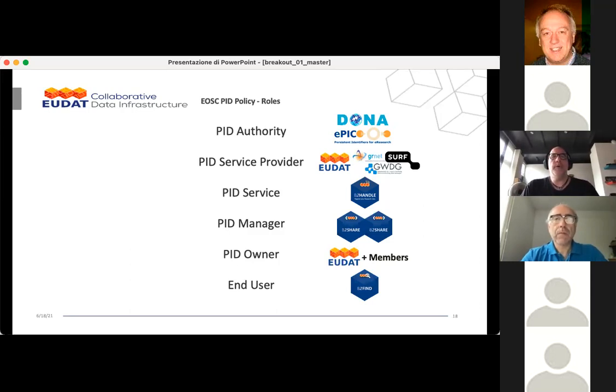The PID owners are the organizations that own the PIDs, and are also allowed to mint and update PIDs. EUDAT is this for the services provided centrally, but the EUDAT members are, of course, also PID owners because they run the services within which the PIDs are minted. And B2FIND can be seen as an end user. There's a service because we consume PIDs and make them available, but of course the users of EUDAT services are also end users. Next, please.